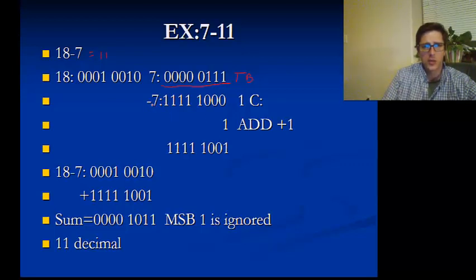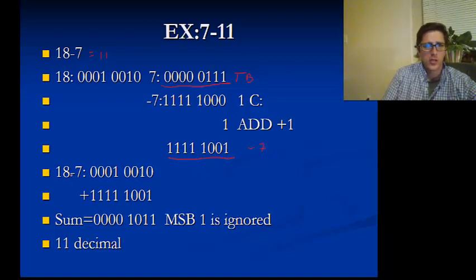Then to make a negative, we do 1's complement. So anywhere there's a 0, there's a 1, and anywhere there's a 1, there's a 0. So we just make a complement of that. Then we add 1. Okay, so then adding 1, we get this value right here. And this right here is our negative 7.